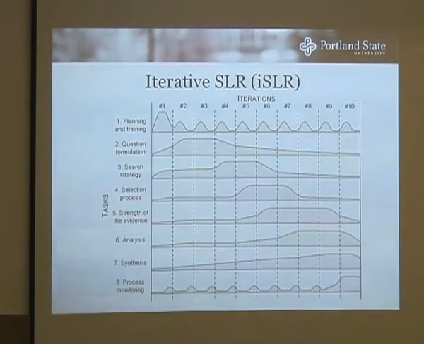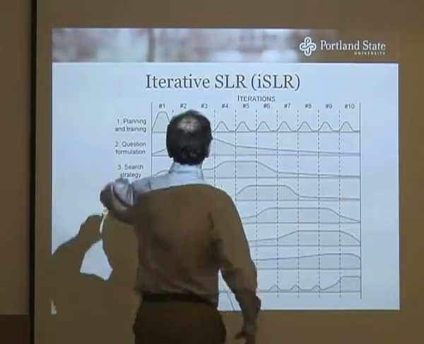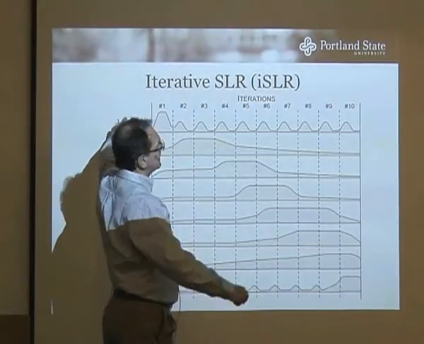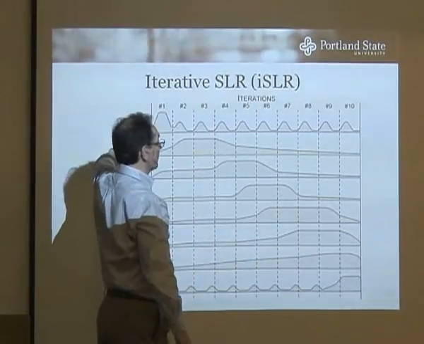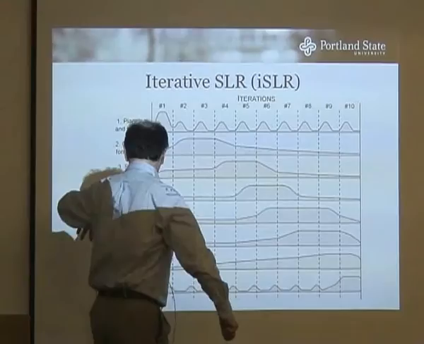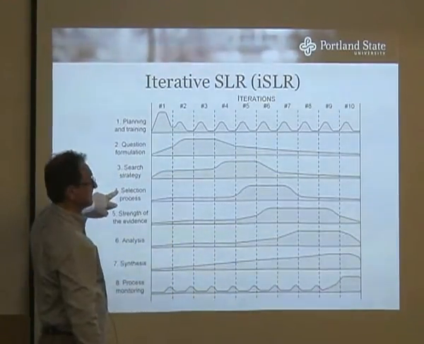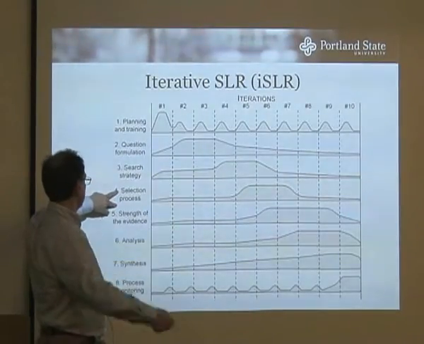Okay, so we do several iterations, and this is what this guy talks about here. So you start with planning and training. That's the first stage that we had up there. We didn't, actually. We started with definition. Question formulation, that's the second one. Search strategy, we also had that up there. Selection, that was in there.